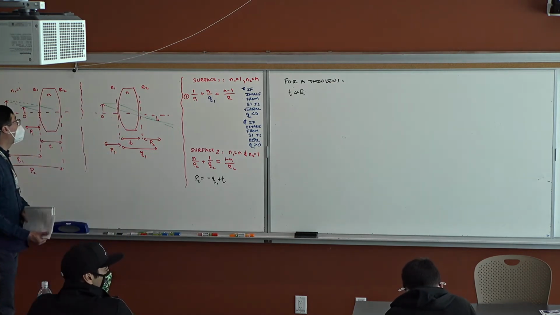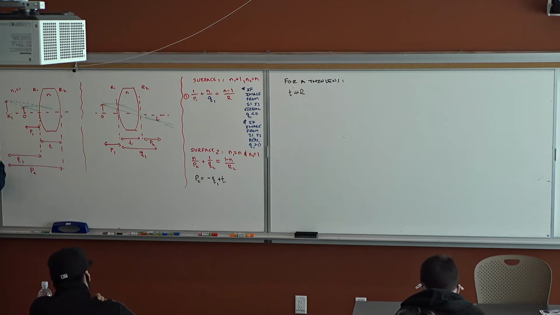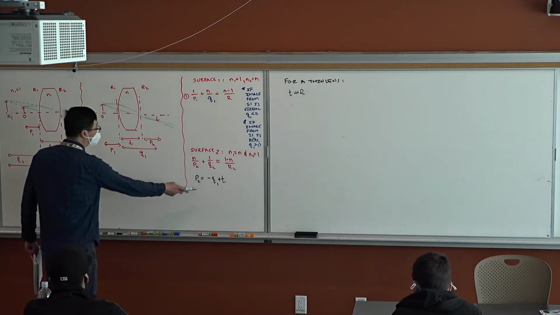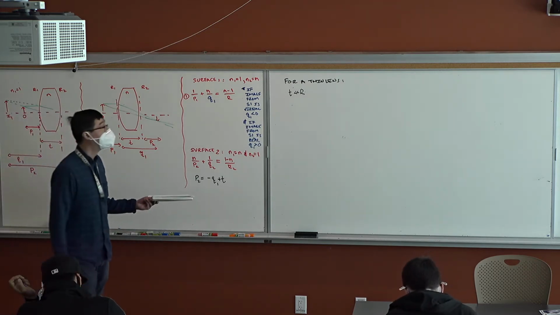Well, I had to start by treating this as two refracting surfaces separated by some distance, T, the thickness of the lens. Now let's make our lives easier and solve this for the special case of a thin lens where T gets small. So if T is small, what can I say about this equation? P2 is approximately negative Q1.